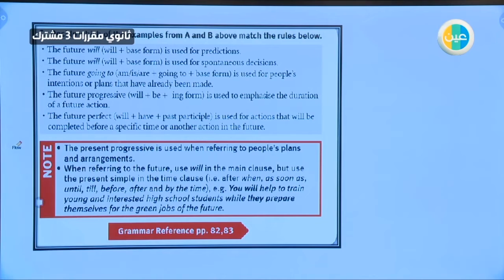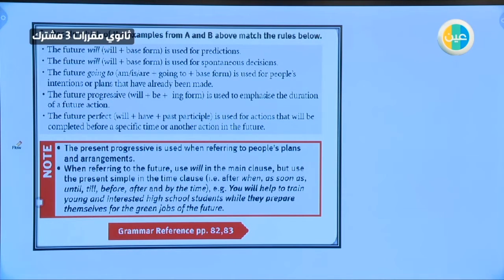In this way I have a future progressive. It is used to emphasize the duration, the time of a future action. The last kind of future is also perfect: future and perfect together. So, future perfect. How can I form it? Will, because it's future, then have and past participle.